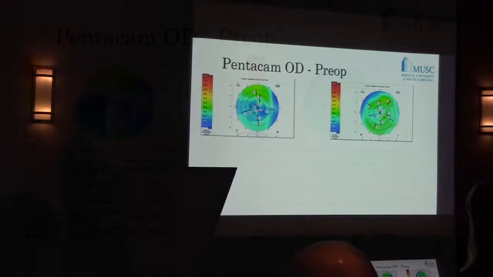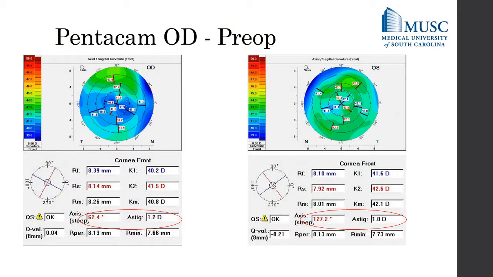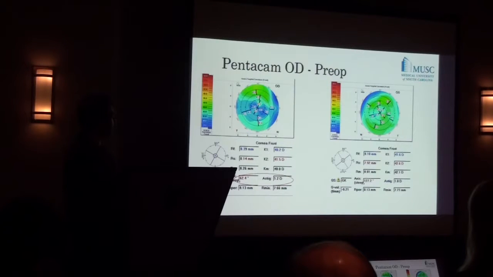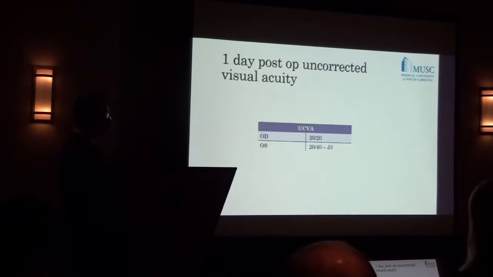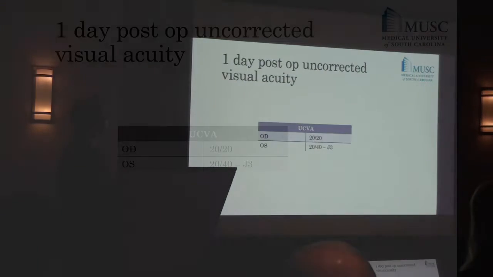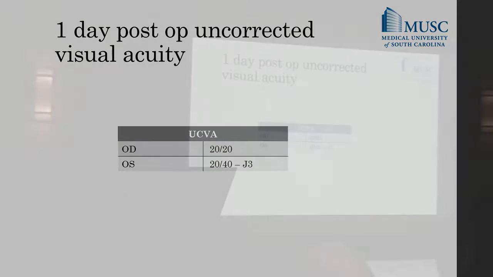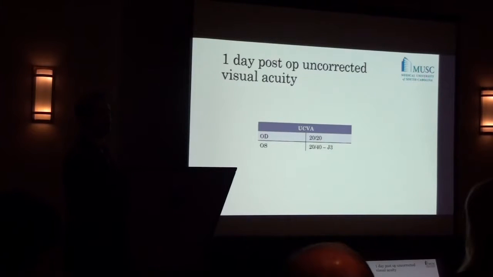In our right eye, the patient has 1.2 astigmatism, an oblique astigmatism. In our left eye, we have 1.0, which is going to be our main focus today, at 127.2. On the first day after surgery, the right eye was perfect at 20/20, and our left eye was 20/40 and J3. Because she was dilated at that time, we didn't do a manifest refraction.